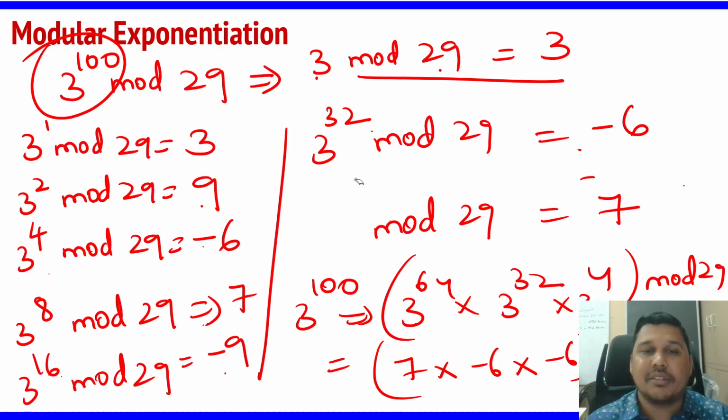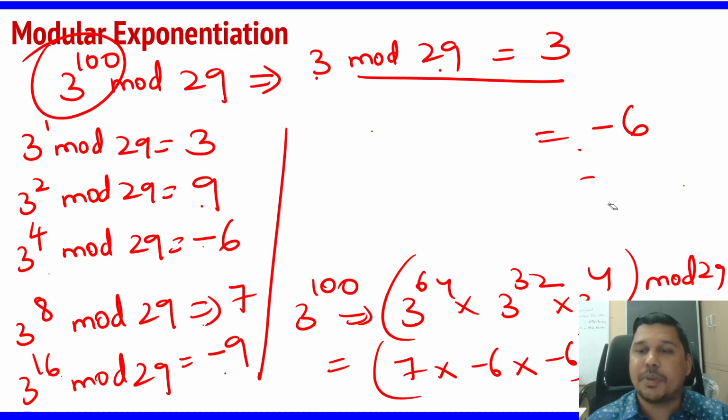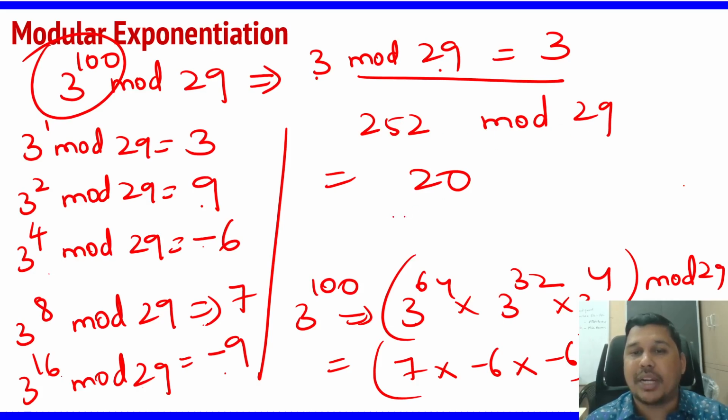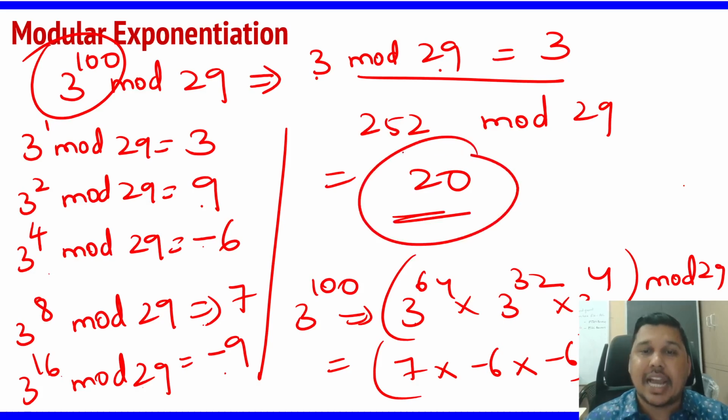What is this value if you calculate? If I simplify this, I'm just erasing these previous values. So 36 into 7, you get somewhere around 252. 252 mod 29, if you divide 252 by 29, you get remainder as 20. So this is the answer.